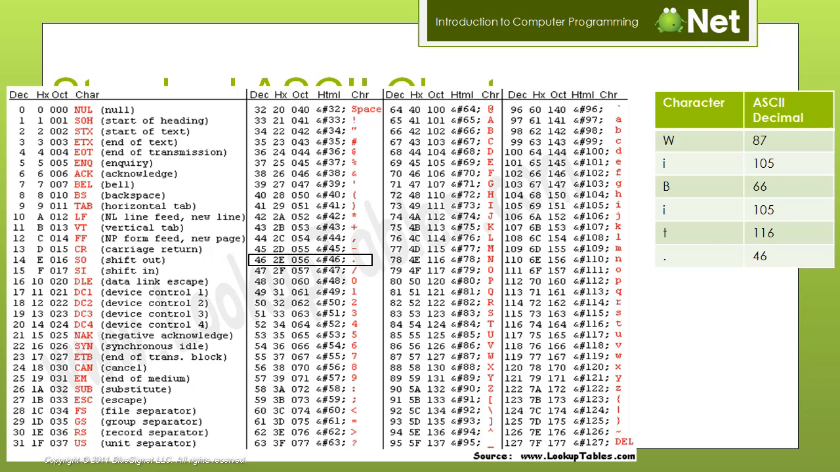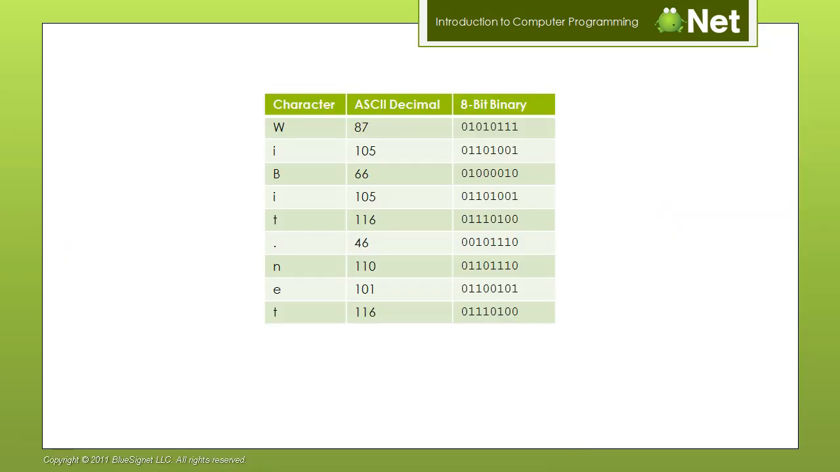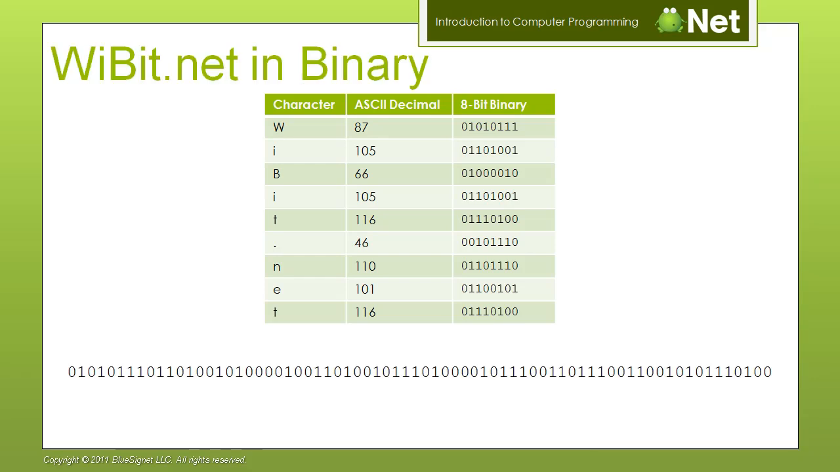The period character, 46. The N character, 110, and the E, 101, and lastly, T, which is 116. And now we'll convert that to binary. So the next thing, like Brian just said, is we'll go through character for character and make an 8-bit binary string for each character. So wibit.net equals these numbers, which equals these binary strings, which when we concatenate, that's what your computer sees when you write wibit.net in a text editor.